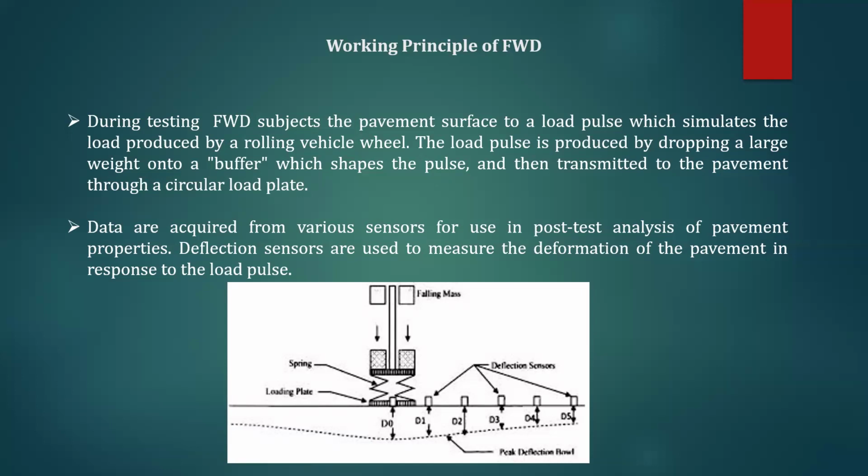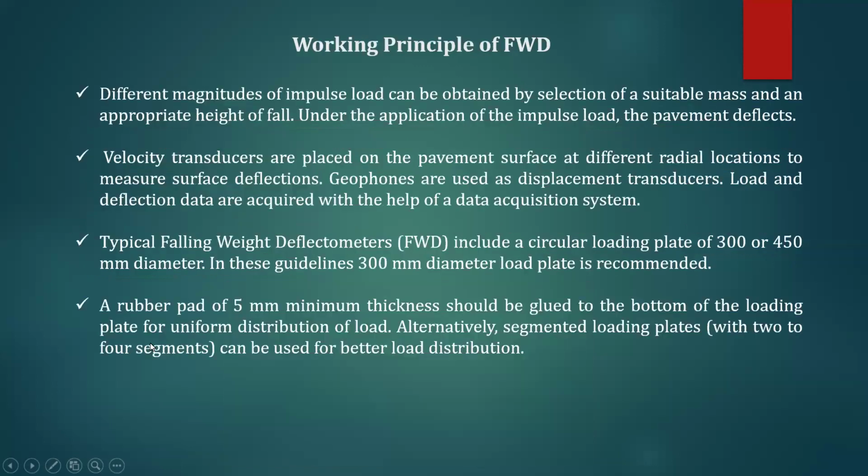So data are required from the various sensors used in post-test analysis of the pavement properties. The deflection sensors are used to measure the deformation of the pavement in response to the load pulse. Now, different magnitudes of impulse load can be obtained by selection of suitable mass and appropriate height of the fall. Under the application of the impulse load the pavement deflects. Velocity transducers on the pavement surface at different radial locations measure the surface deflections. Here, geophones are used as displacement transducers.